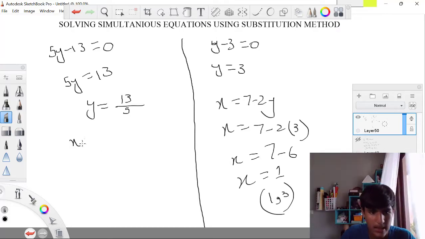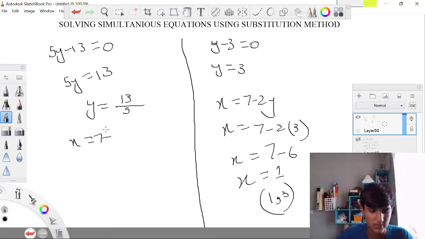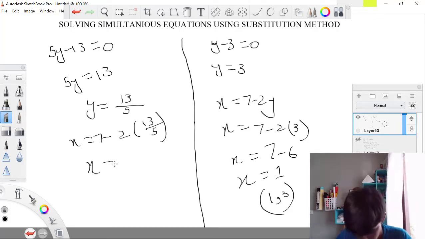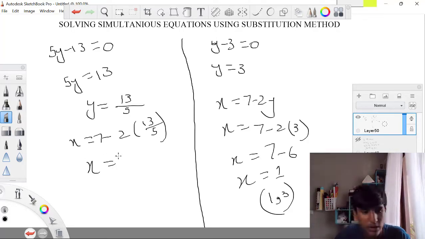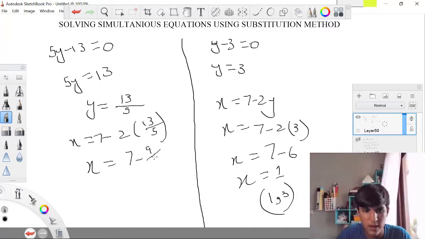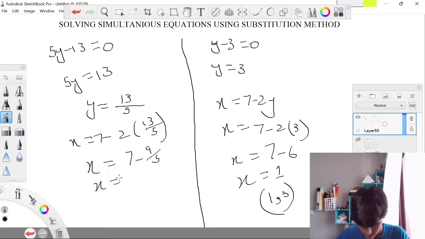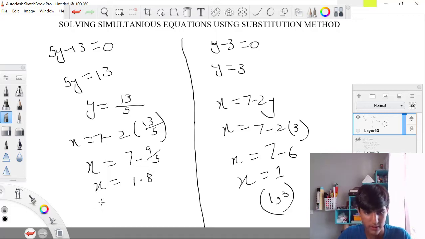So x is equal to 7 minus 2y, which is x is equal to 7 minus 26 upon 5, and x is equal to 1.8. So we have 1.8, which is 9 upon 5, comma 13 upon 5.